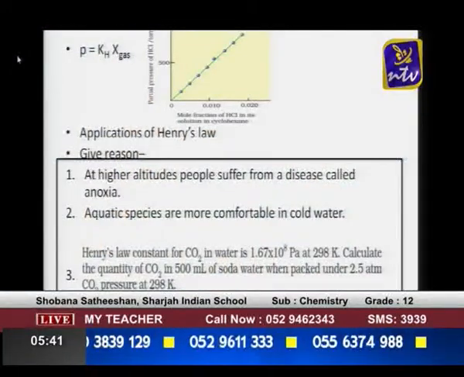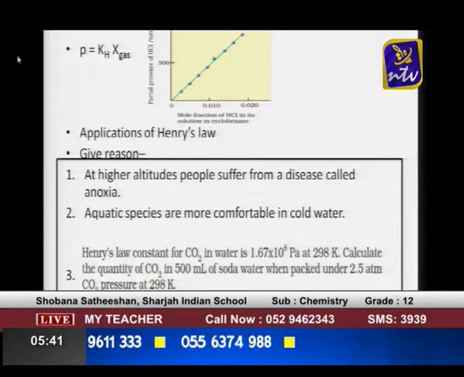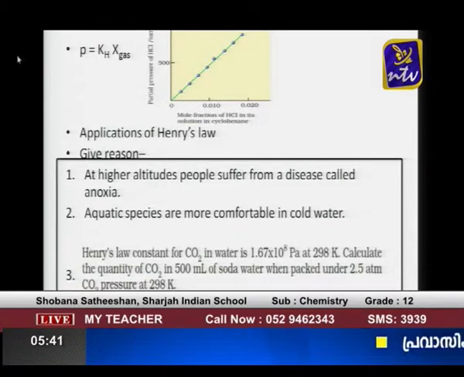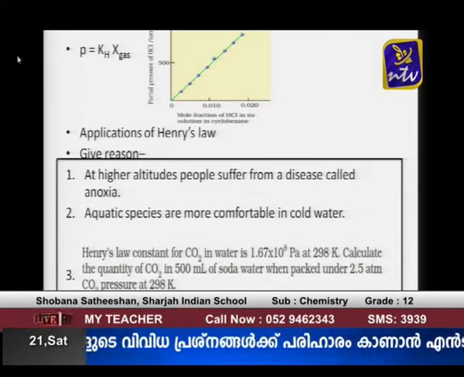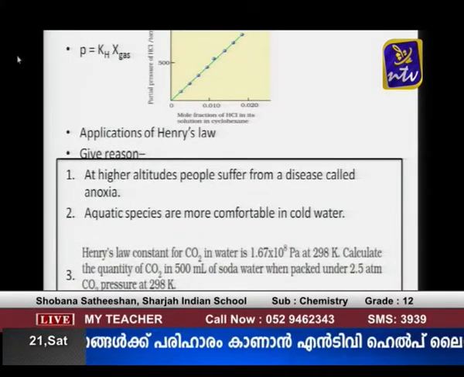Which one has higher KH? HE has higher KH because this is the reason. KH is proportional to 1 by Xg. The more the solubility, the lower will be the value of KH. Higher the solubility, lower will be the value of KH. Okay, so that is the answer.